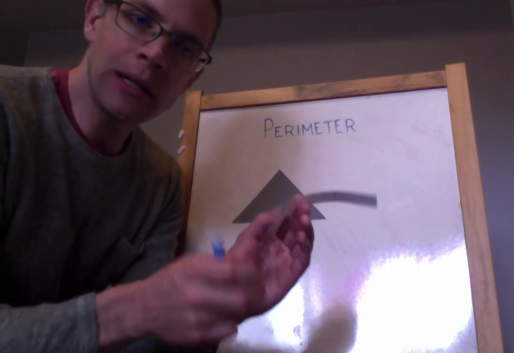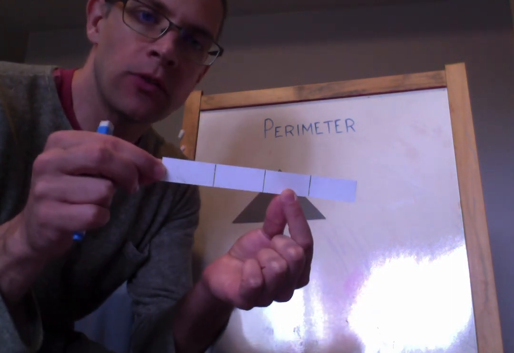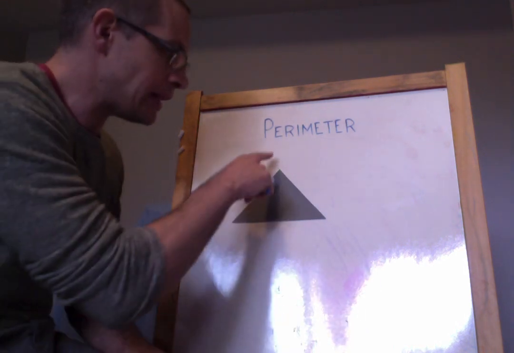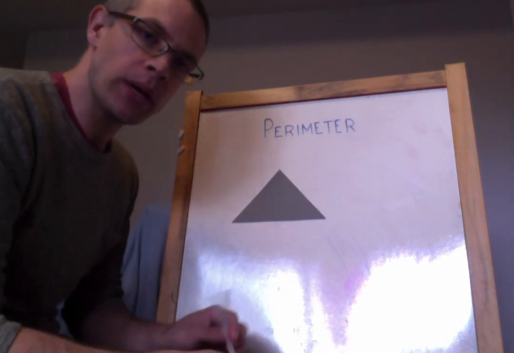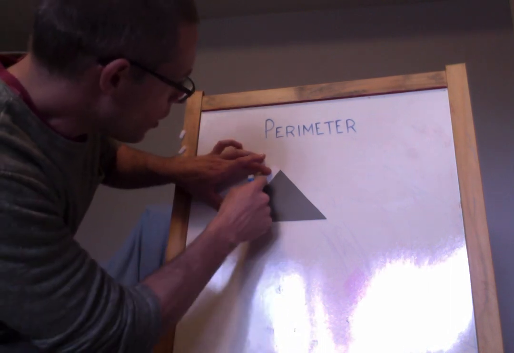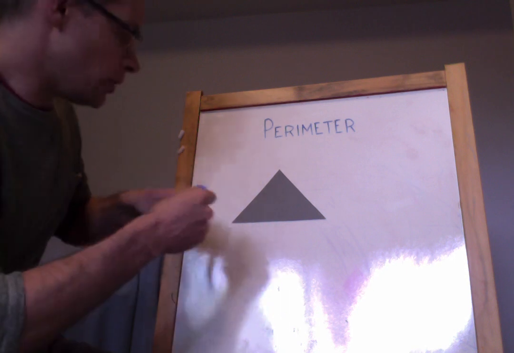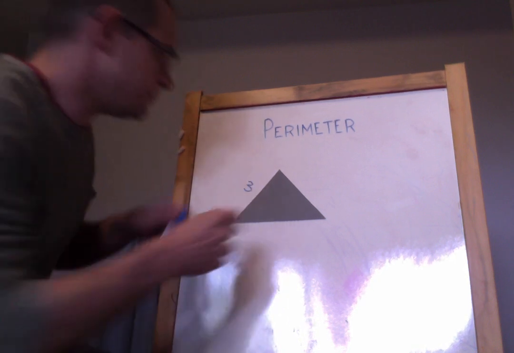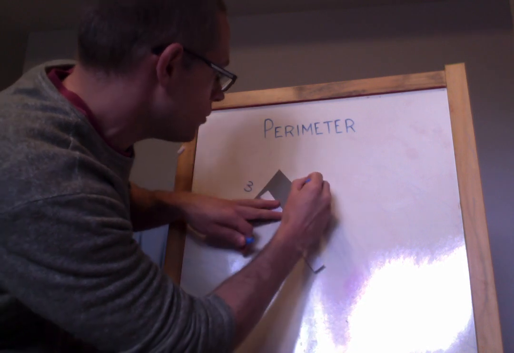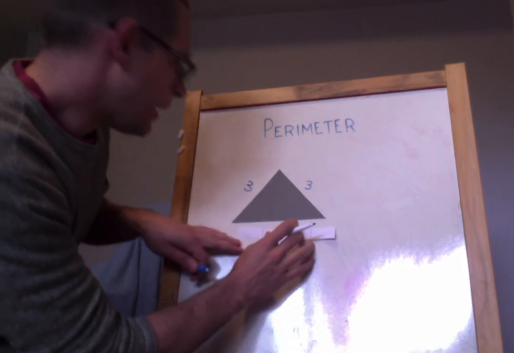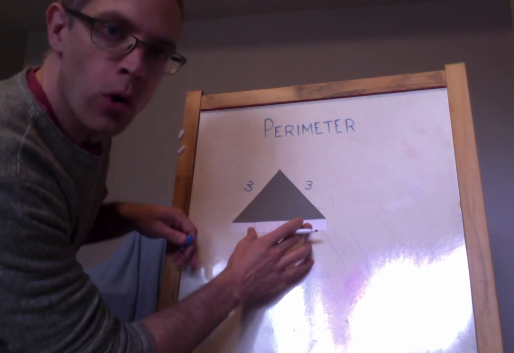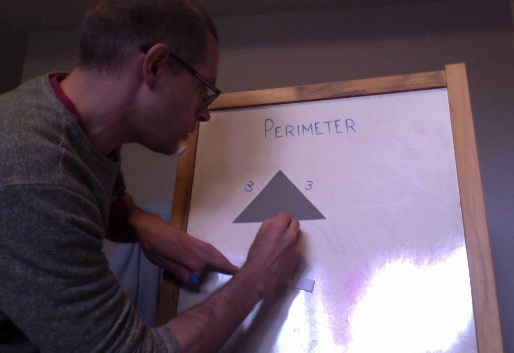Let's see if we can calculate the perimeter of this object. I'm going to use my little paper ruler today that's got some units marked on it. First, let's figure out the lengths of the sides, and then we'll calculate the perimeter. I'll start with this side, and I can see on my ruler 1, 2, 3 sections, so I'll put a 3 there. The next side is also 3. And this side is 1, 2, 3, 4, so I'll write 4 there.